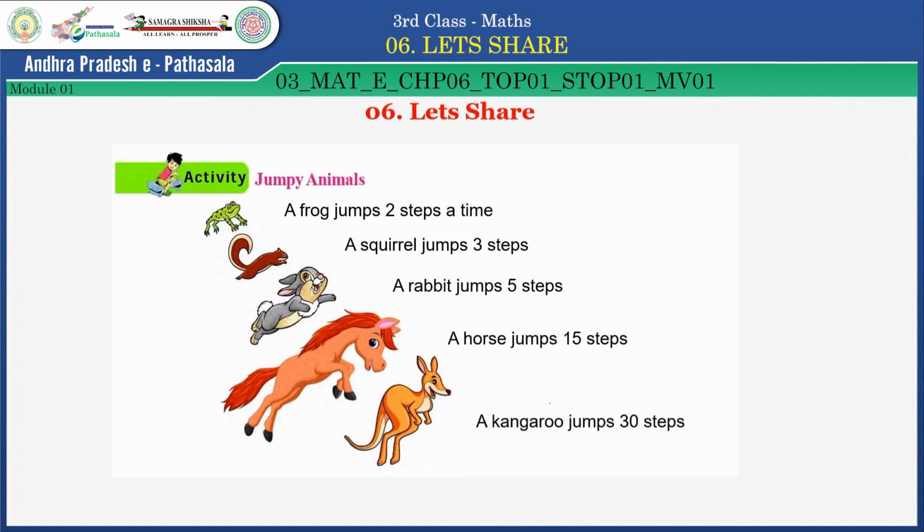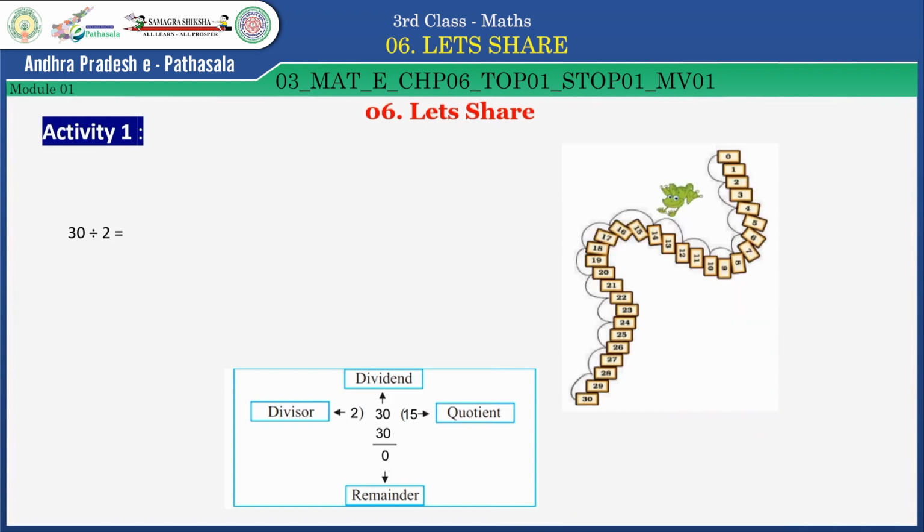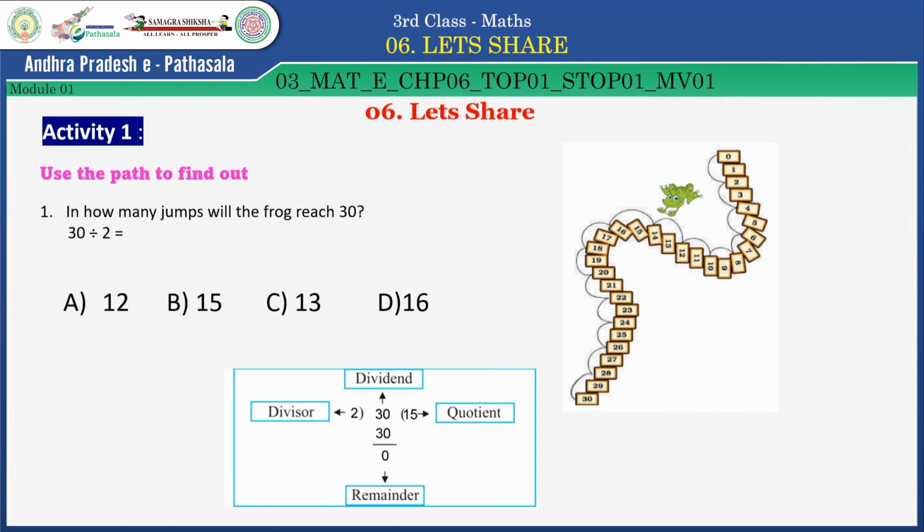Activity 1. Use the path to find out in how many jumps the frog will reach 30. That is 30 divided by 2. 2 fifteens are 30. 30 minus 30 is 0. Here the divisor is 2, the dividend is 30, the quotient is 15 and the remainder is 0. The options are A 12, B 15, C 13 and D 16. The answer is B, 15.